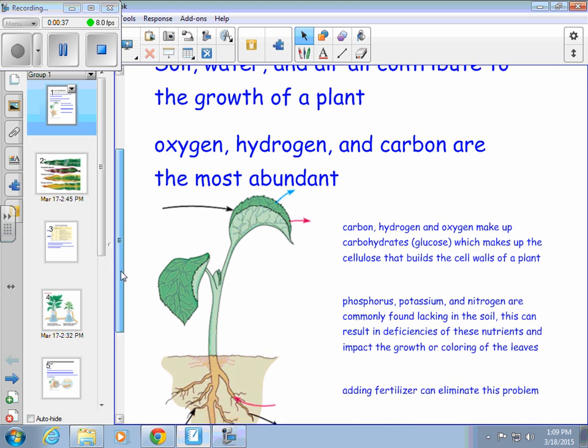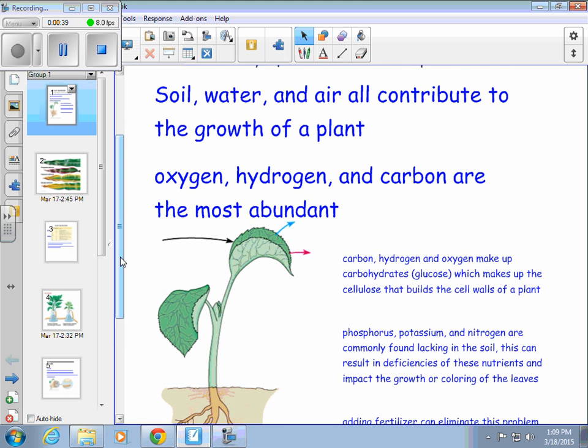The three nutrients that are the most abundant are oxygen, hydrogen, and carbon. They are considered essential nutrients. The carbon, hydrogen, and oxygen elements will make up carbohydrates, and glucose is the carbohydrate that's made during photosynthesis. An example of a carbohydrate is cellulose, a molecule that makes up the cell walls of plants.